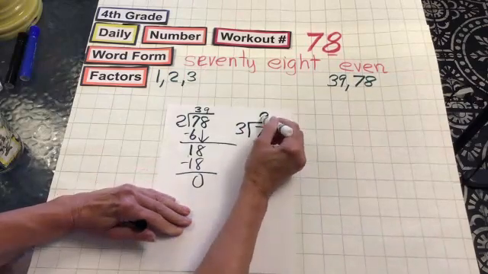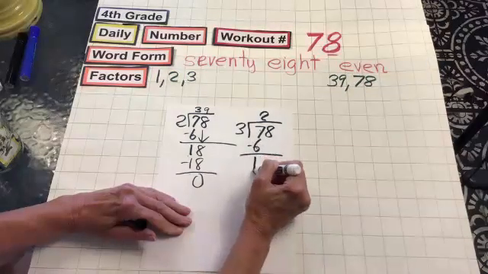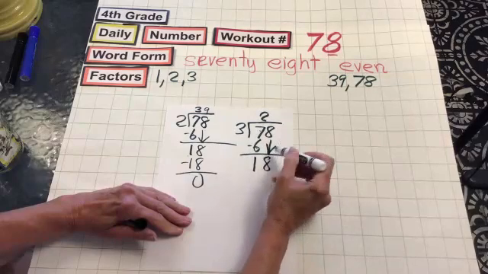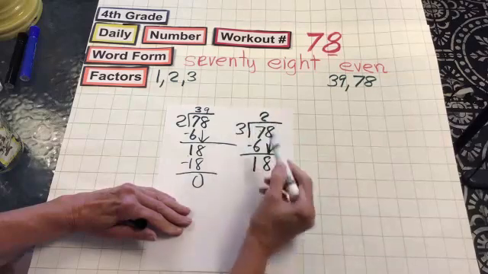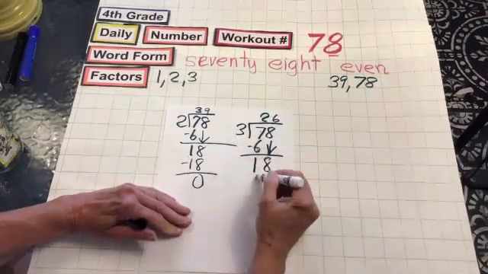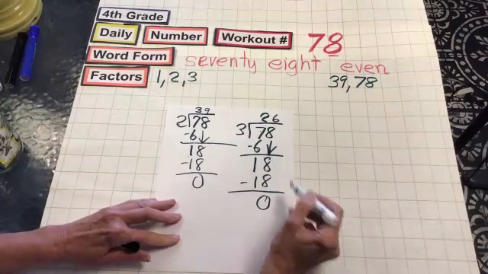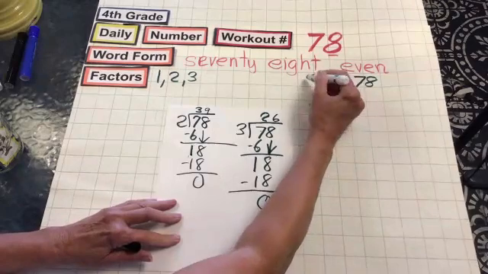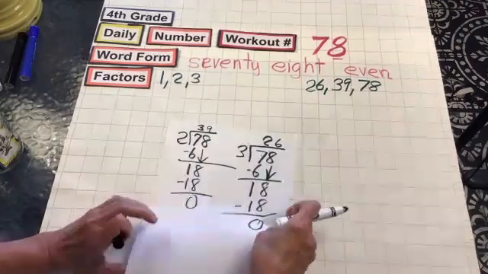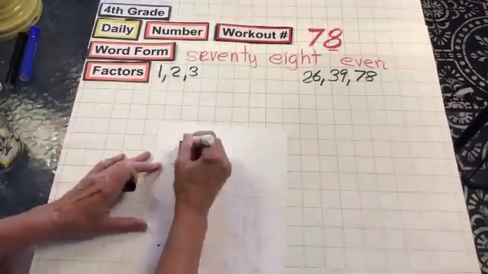3 goes into 7 2 whole times because 2 times 3 is 6. 7 minus 6 is 1. 3 doesn't go into 1, so we know we're done with that column. Drop down the next column. Try to keep your columns nice and neat. Makes a difference. 3 goes into 18 6 times because 6 times 3 is 18. Subtract that out and we get nothing. So 3 goes into 78 26 times. All right. Does 4 go into 78? It might. Let's try it out.